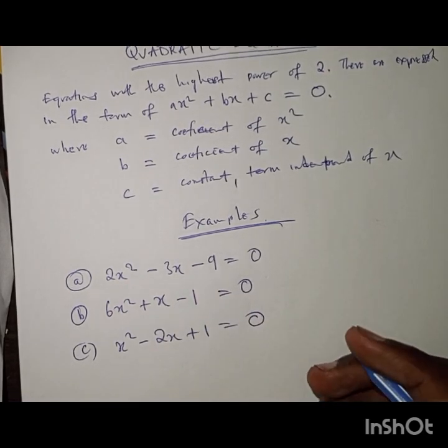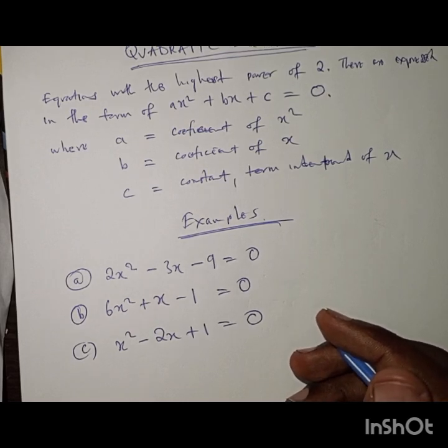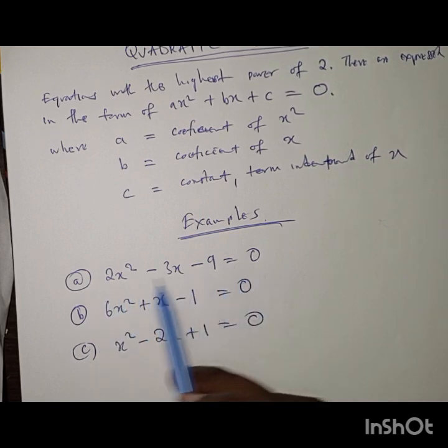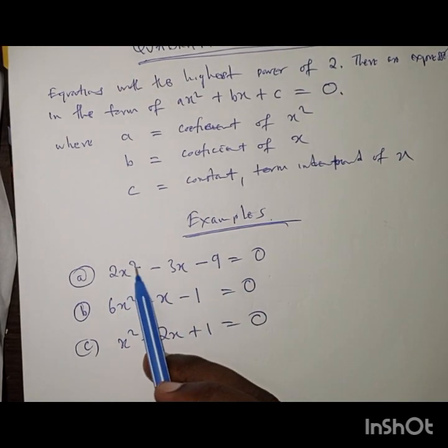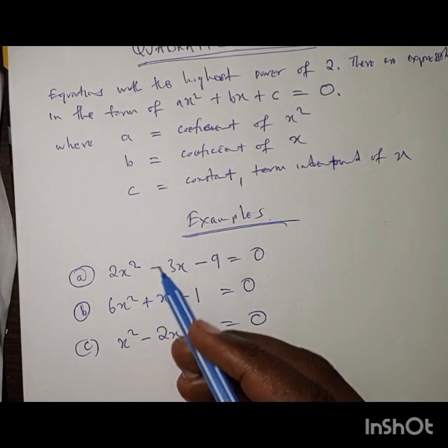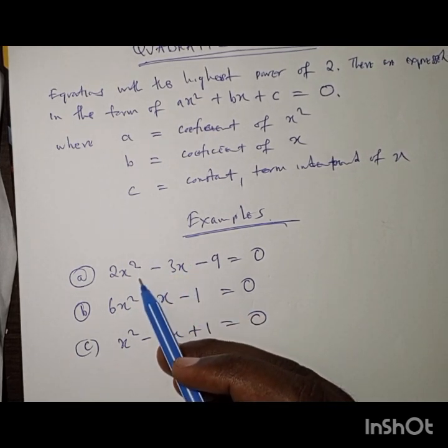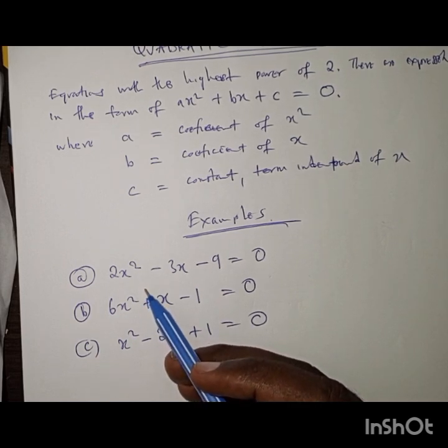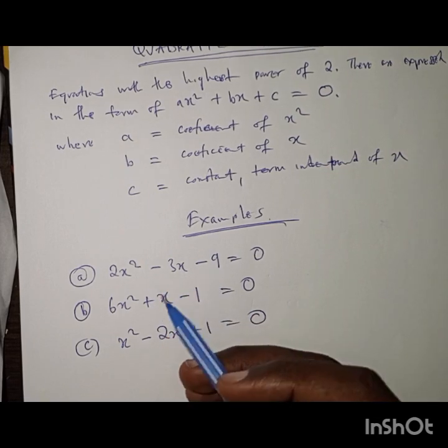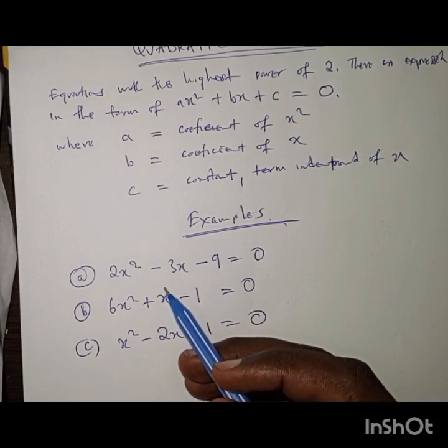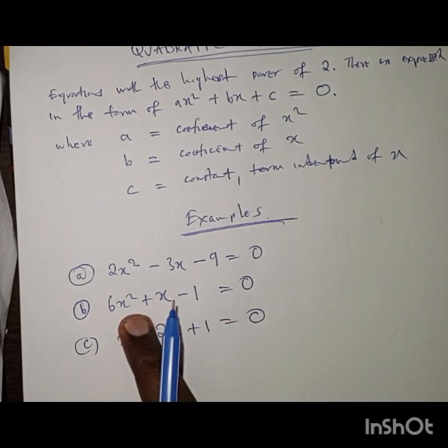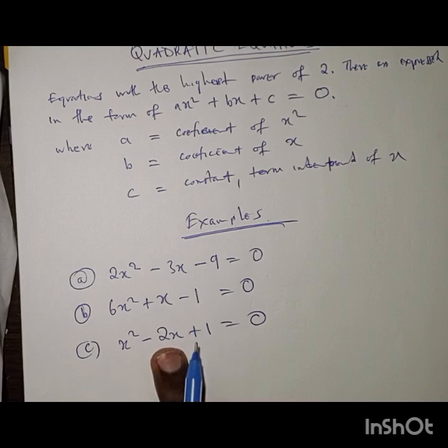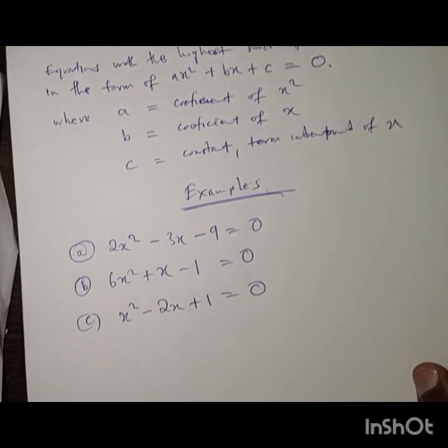So these are examples of quadratic equations, and you can see that from this equation a, the highest power of x is what? Is 2. The highest power is 2. So it is a quadratic equation. Okay, and we said quadratic equations are expressed in the form of ax squared plus bx plus c. Okay, so even this one, the highest power is 2, and here the highest power is 2.